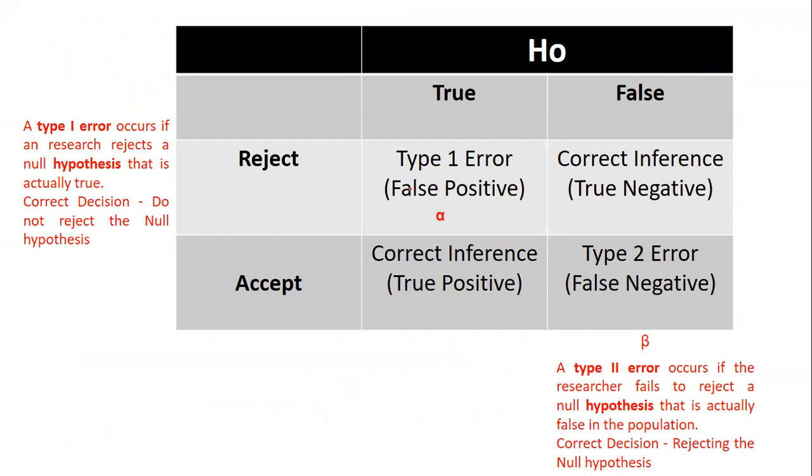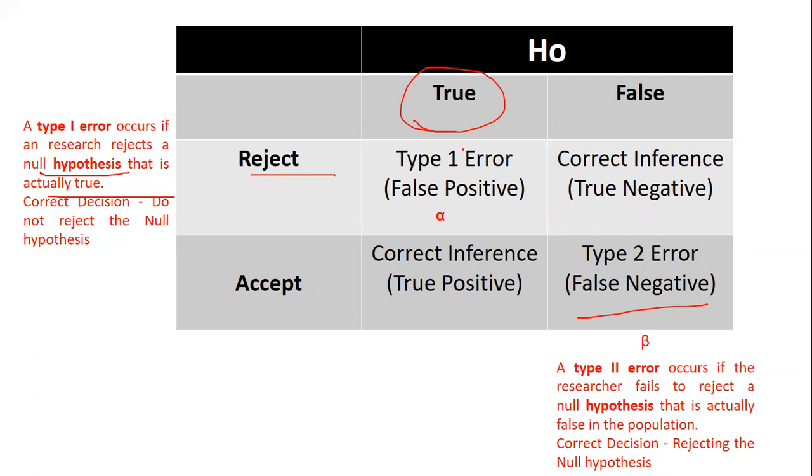Yes, you have errors. So there is a question on errors in hypothesis testing. A type 1 error occurs when a researcher rejects a null hypothesis that is actually true. So something which is true but rejected is called a type 1 error. And something which is false but accepted is called a type 2 error. So something which needs to be rejected is accepted.